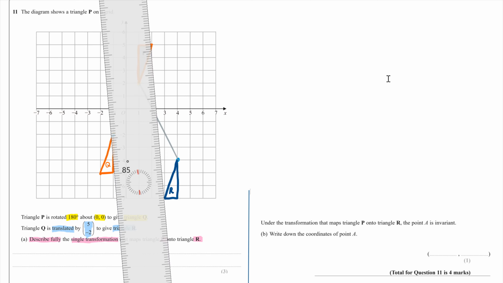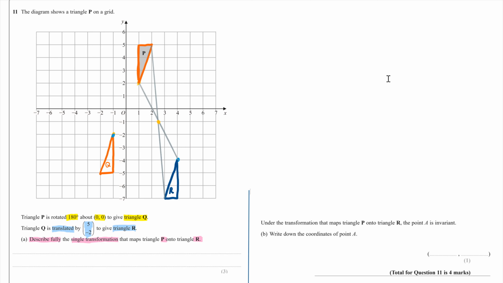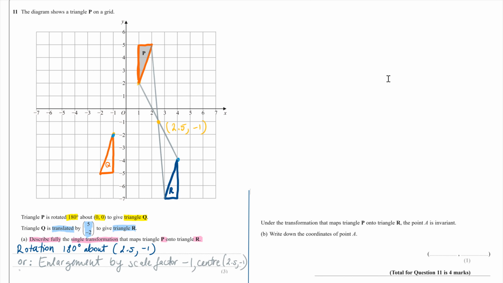Joining 2 pairs of corresponding corners with the ruler, we can find the center of rotation, but only when it has been rotated 180 degrees. And when we have a rotation over 180 degrees, this is also equivalent to an enlargement by a scale factor of -1, same center. So the center of rotation is 2.5 minus 1. The full description is rotation 180 degrees about 2.5 minus 1. Or another possible equivalent answer is it's an enlargement by scale factor -1, center 2.5 minus 1.